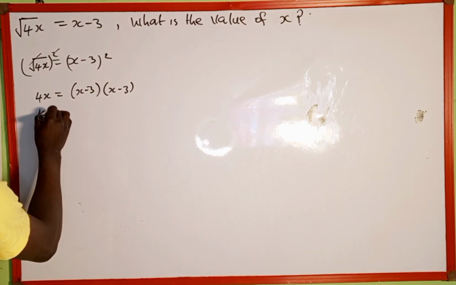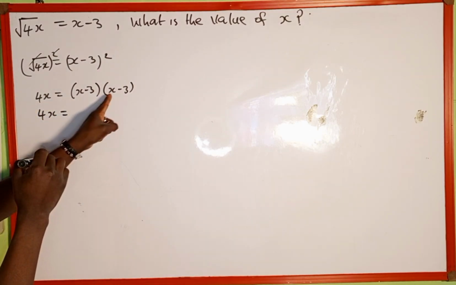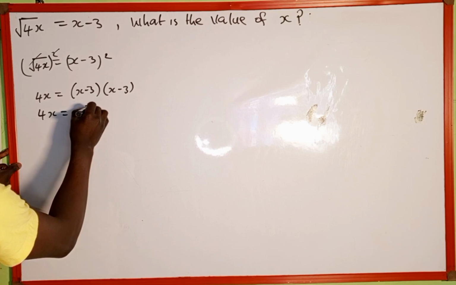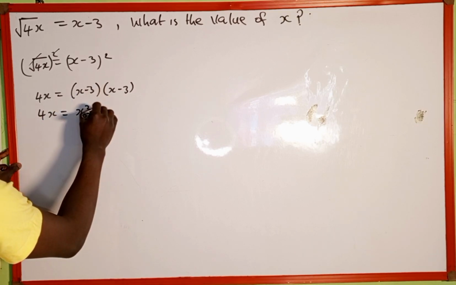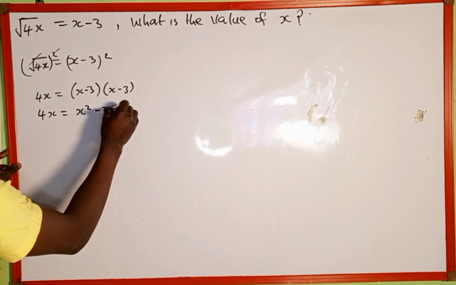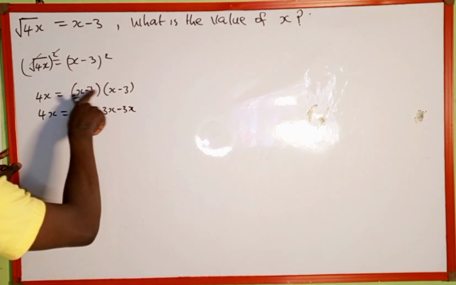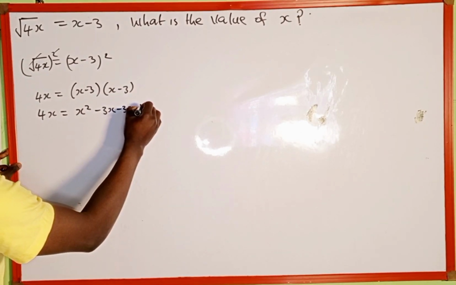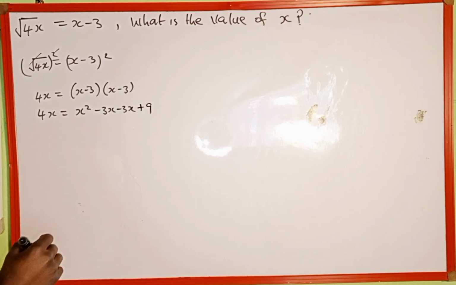So this is going to be what? 4x is equal to x multiplied by x is going to give us x squared. Then x multiplied by negative 3 is going to give us negative 3x. The negative 3 multiplied by x is negative 3x. The negative 3 multiplied by negative 3 is going to give us positive 9. So the next thing we're going to do is to combine the like terms.